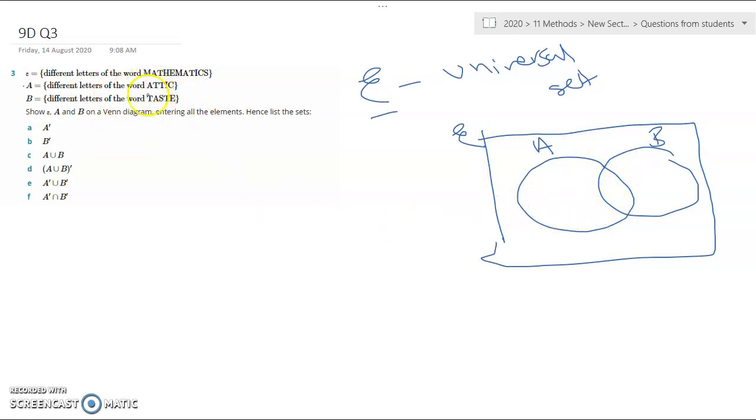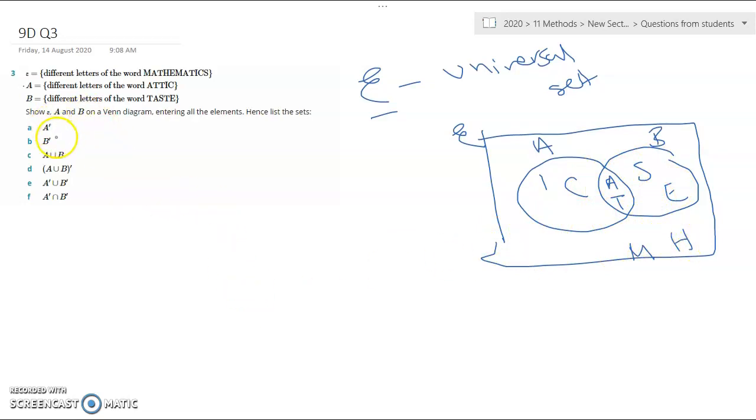We can see here that A and T are in both A and B, so we put them in the middle there. What's left of attic? We have I and C. We don't write that T twice, and in B with taste, we have left S and E. Things that aren't included in here, we now have to write down from mathematics. So we can see that we are left with M and H that are not included in these two sets, so they're outside of them there.